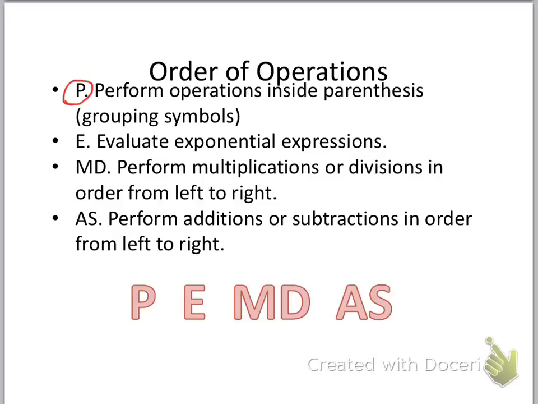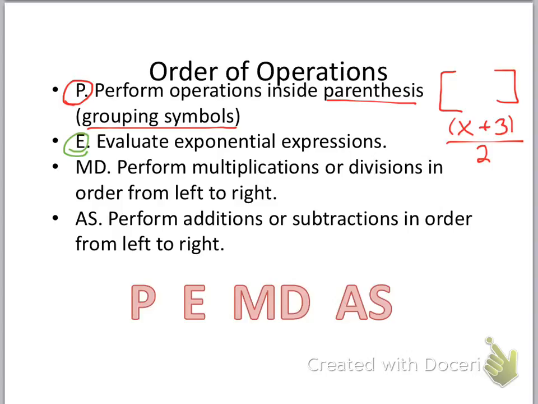Starting with the P, any parentheses or grouping symbols, brackets are grouping symbols, the fraction bar is a grouping symbol. It means we do what's on top of the fraction bar or on the bottom before doing the fraction bar. Then we've got E, exponents. Then we've got the tricky one.